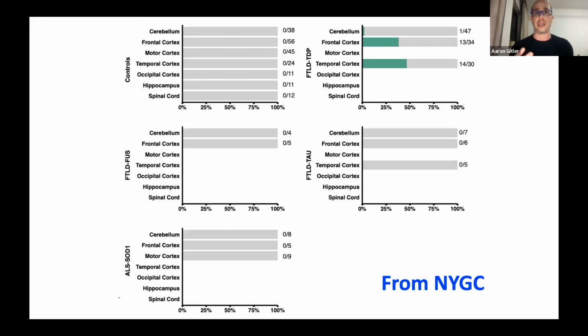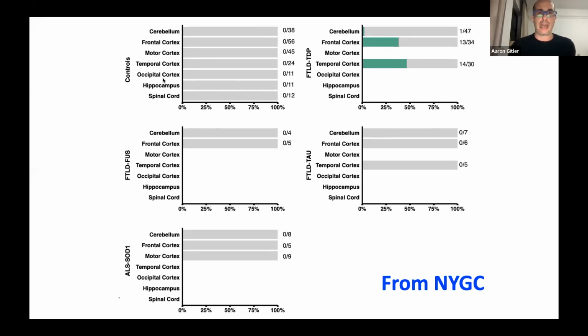She analyzed a third data set. This is from the New York Genome Center. Here, again, she finds the cryptic exons in their RNA-seq data in the right brain regions. Importantly here, I think it's where she doesn't find it. She never sees it in cases with tau pathology or FTLD FUS, and never in ALS cases with SOD1 mutations, and of course, never in the controls. So it suggests that these cryptic exons are not just being formed as a consequence of degeneration, but specific to TDP-43 pathology.